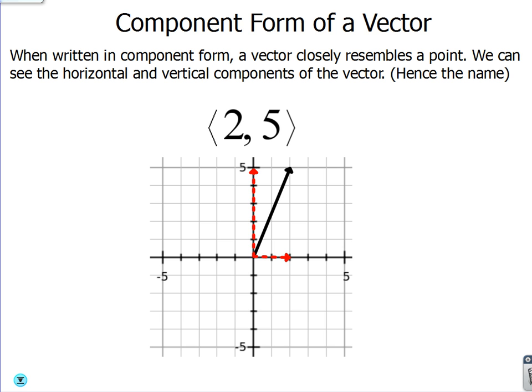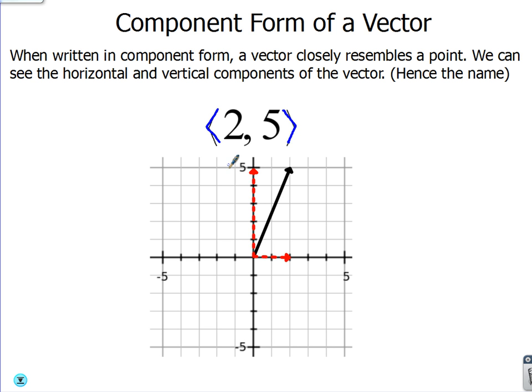Component form. Now the vectors we were just looking at had an initial point and a terminal point. So we really had 2 points involved in it. Most of the time, though, we're going to be dealing with what's called the component form of a vector, where you're given a simple 1 point here, 2, 5, in vector bars. In the component form of a vector, the initial point is always 0, 0, your origin. When written in component form, a vector closely resembles a point. We can see the horizontal and vertical components of the vector, hence the name. That's the reason we call it component form.